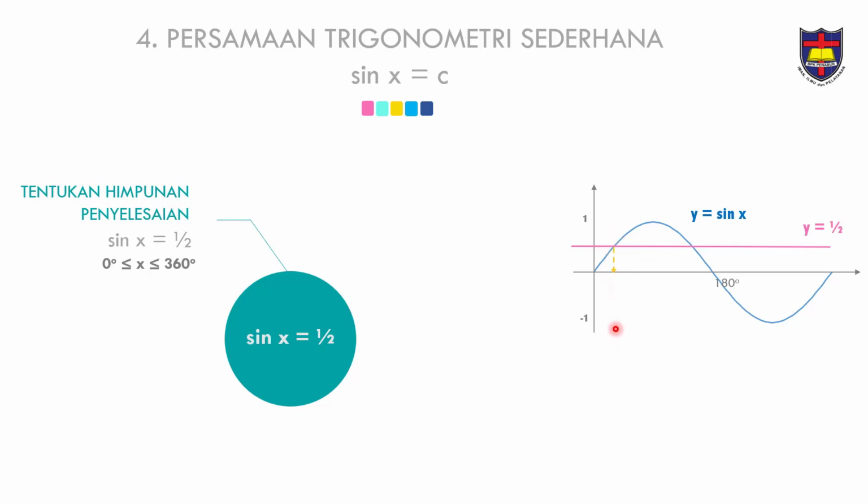The first one is x equals 30 degrees, because it is a special angle where sin 30 is a half. The other one is here. How do we find this value? Since it is symmetrical, it is 180 degrees, half of the wave, subtracted by 30 degrees. It will be 150 degrees, from 180 minus 30. So the solutions of sin x equals a half are 30 and 150.